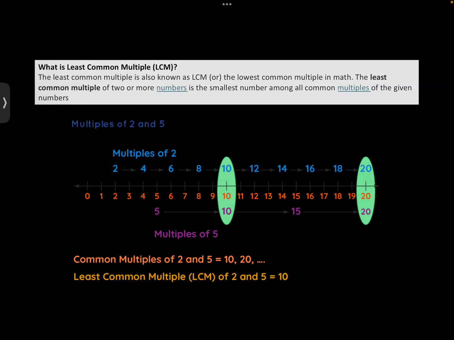It's least common multiple, not lowest. Yeah, least common multiple.